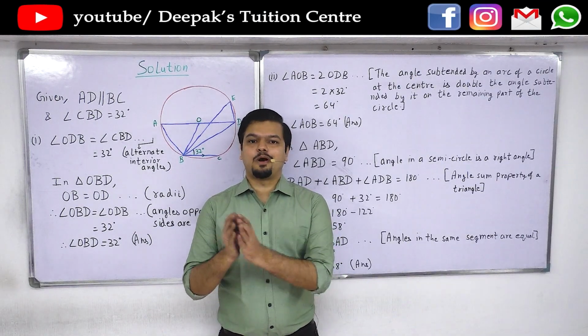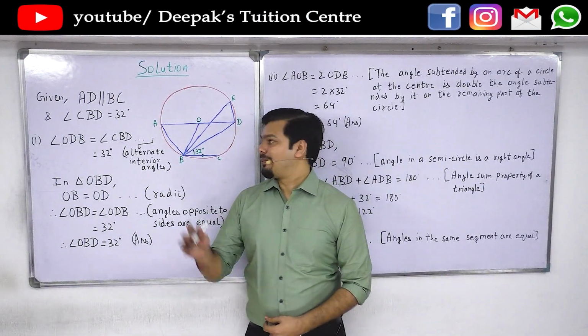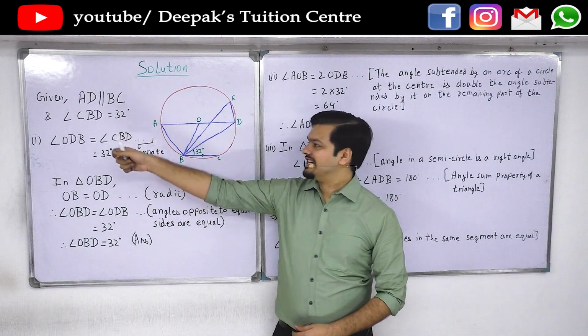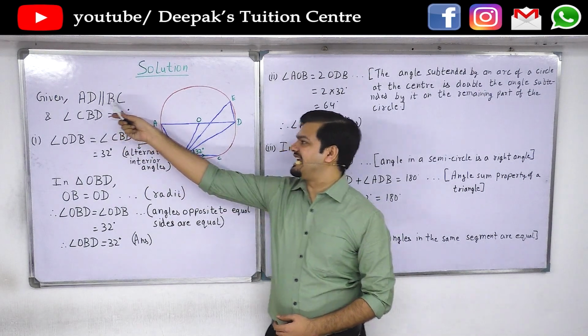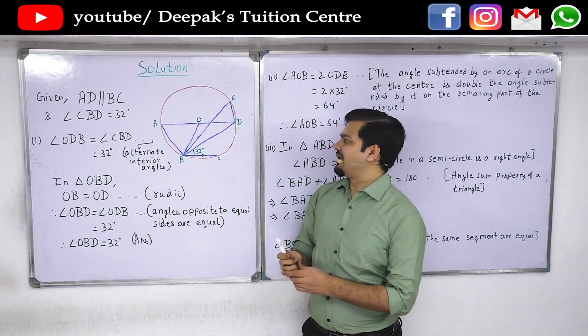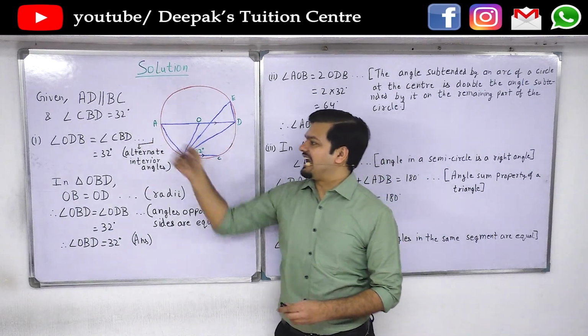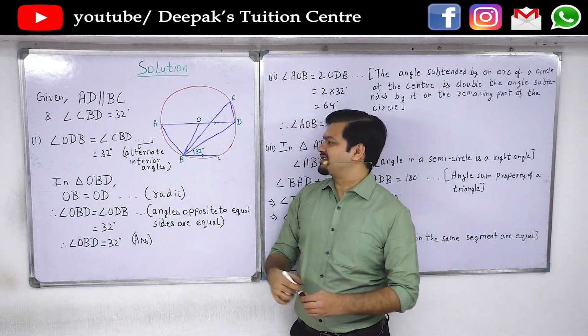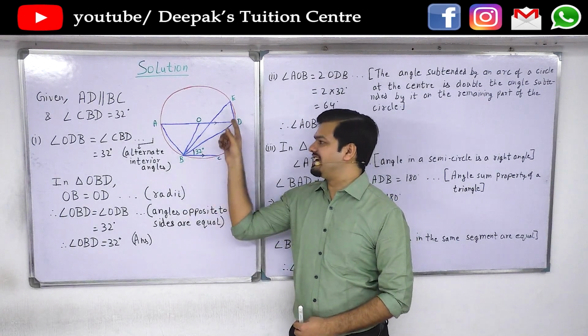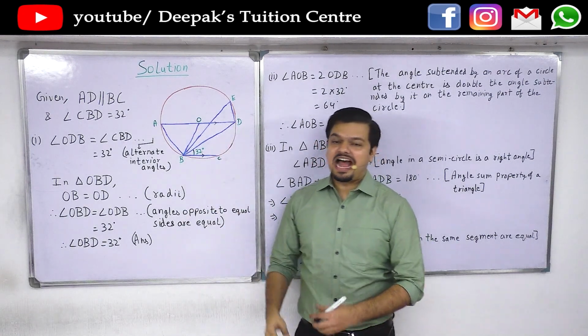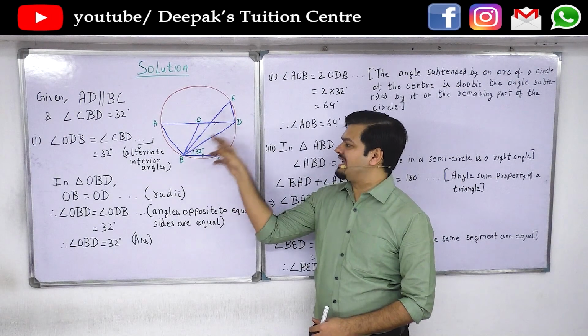First thing we do is copy the diagram and write what is given in the question. So in the question it is given that AD is parallel to BC. So AD here is parallel to BC and angle CBD equals 32 degrees. So angle CBD equals 32 degrees. And I have to find angle OBD.